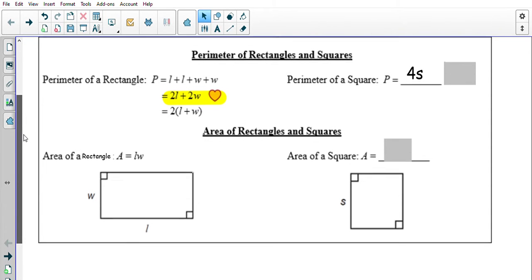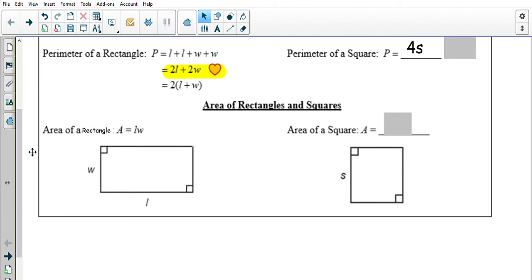Let's talk about area of rectangles and squares. Again, the space inside. So for the area of a rectangle, that's length times width. And again, these formulas are on the formula sheet that I provided for you as well. So please make sure you use that and refer to it and see where these formulas are on there as well. For the area of a square, since every side is S and we're doing length times width and both the length and the width are S, we can either do S times S or S to the second power.